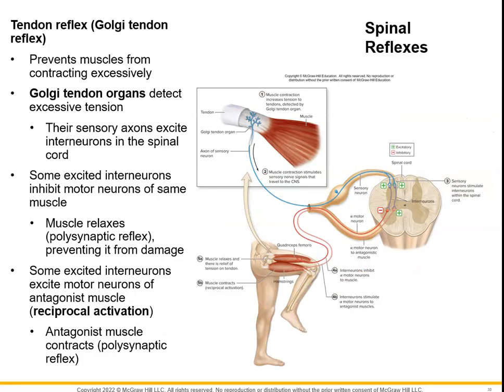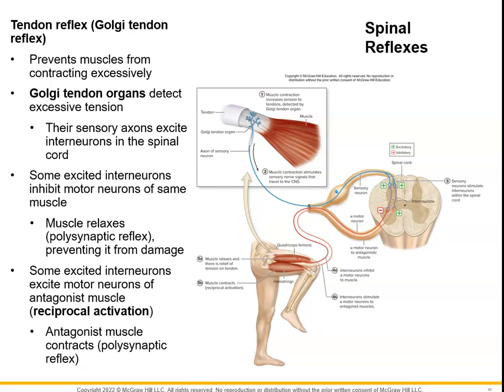All right, our second is the tendon reflex or Golgi tendon reflex. It is going to work to prevent your muscles from contracting excessively. So your Golgi tendon organs detect excessive tension. Their axons are then going to fire a nerve impulse that will stimulate the interneurons of the spinal cord. Some of those excited interneurons are going to inhibit motor neurons of the same muscle.